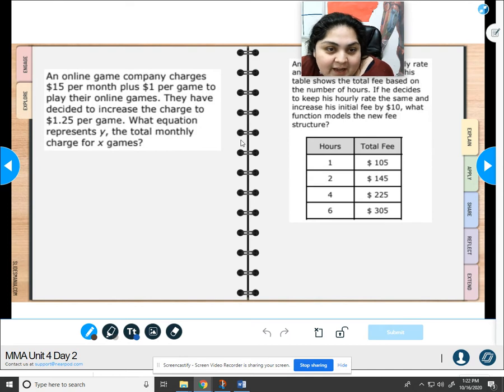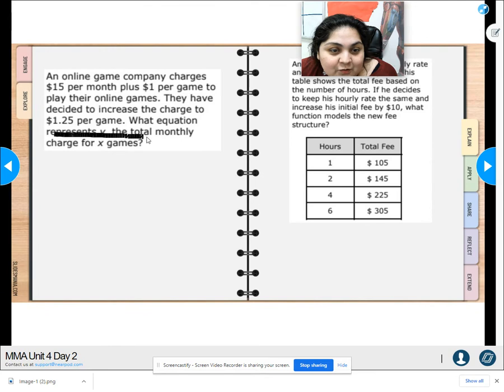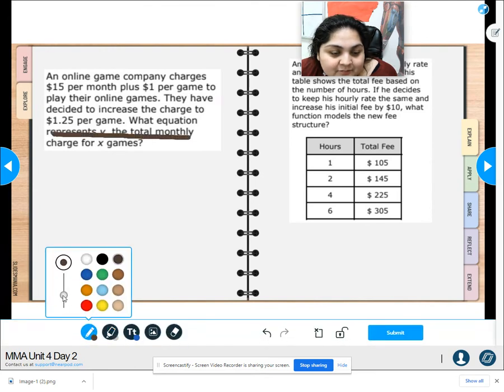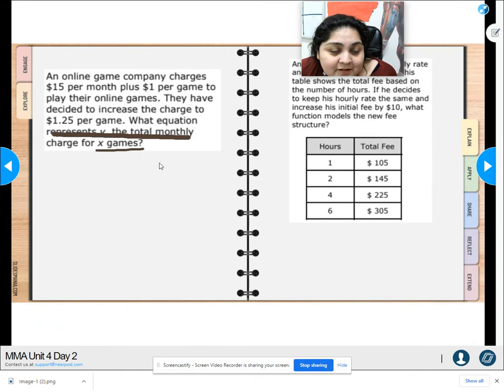Now we move this one over here. An online game company charges $15 per month plus $1 per game to play their online games. They have decided to increase the charge to $1.25. Write the equation that represents the total monthly. So y is the total monthly and x is the games.